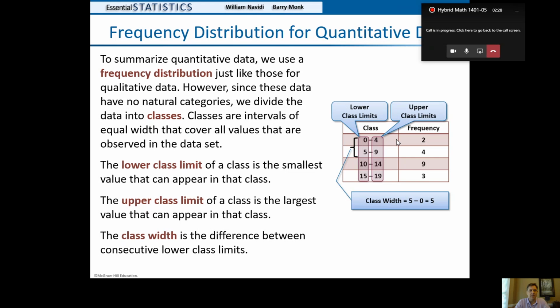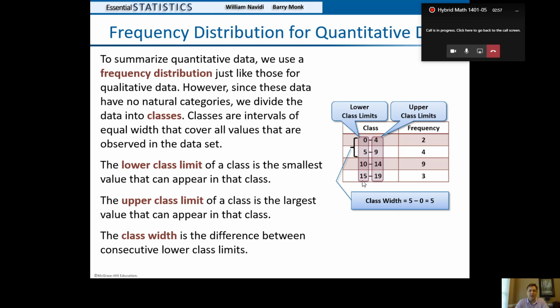Because in a frequency distribution for quantitative data, the data is broken up into classes, and there's no space in between those classes. So the actual width is the difference in the consecutive lower limits. So 5 minus 0 would be the width of this class. 10 minus 5 would be the width of that one. 15 minus 10 is the width of that one.